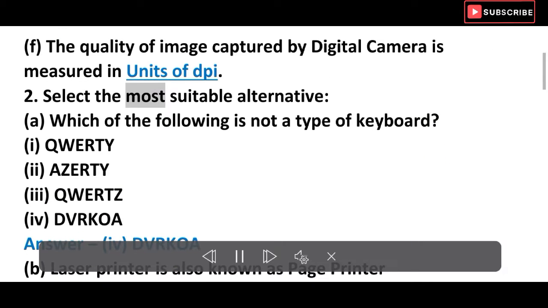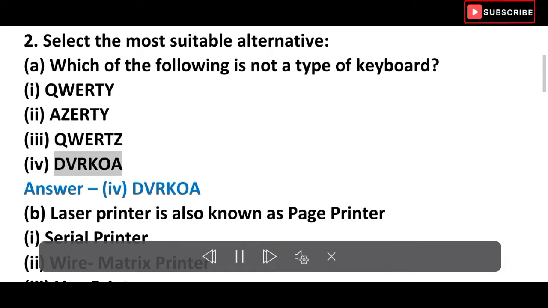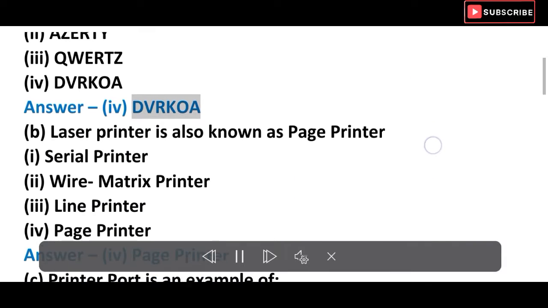2. Select the most suitable alternative. A. Which of the following is not a type of keyboard? I. QWERTY. II. AZERTY. III. QWERTZ. IV. DVORAK. Answer: IV.